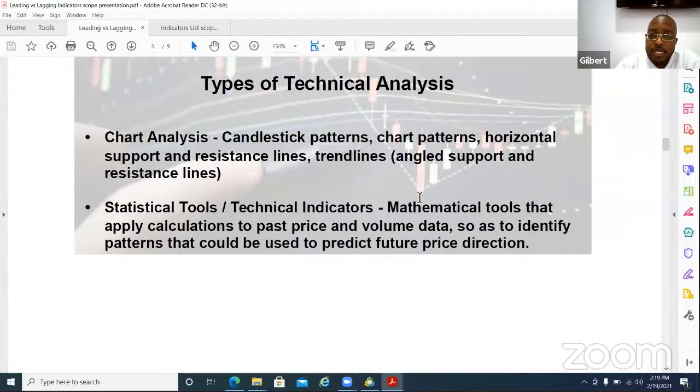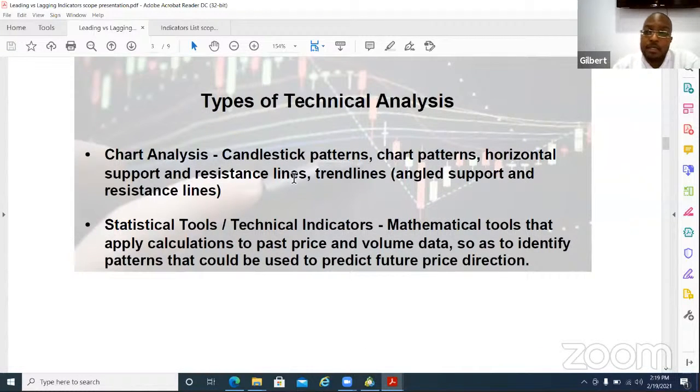All right, so that is chart analysis. And this chart analysis, as basic as it looks, it's very powerful. It's a very powerful way of trading, and most traders, as much as they're using these technical tools that we're going to be looking at, they still merge them with this chart analysis. So that could be the candlesticks, the chart patterns, horizontal support and resistance levels. All right, so I hope I'm still audible.